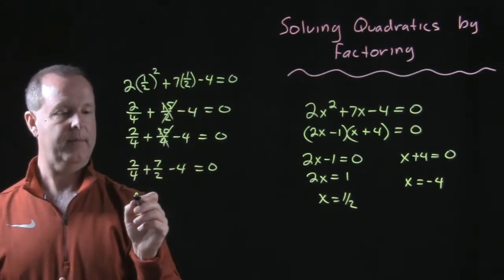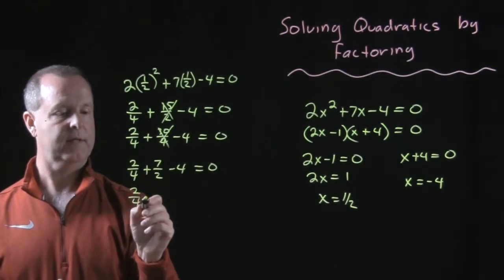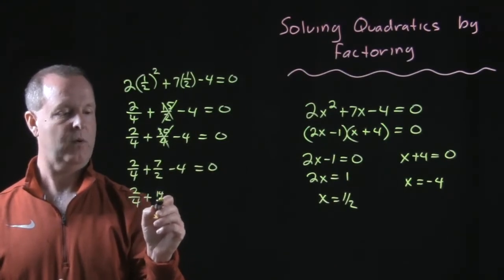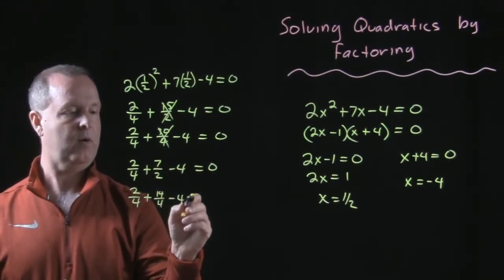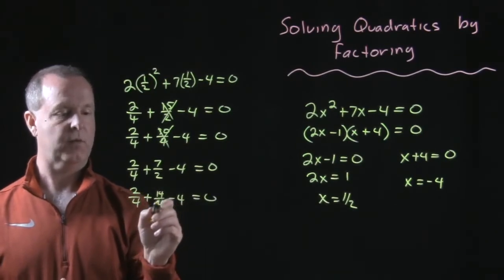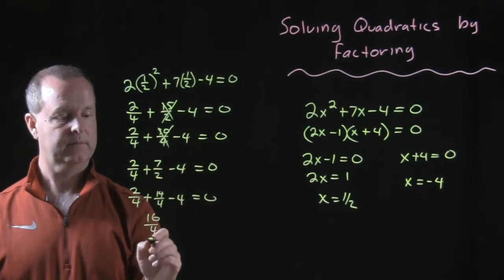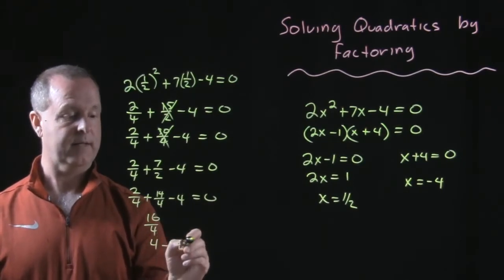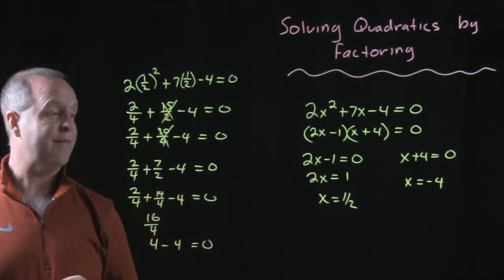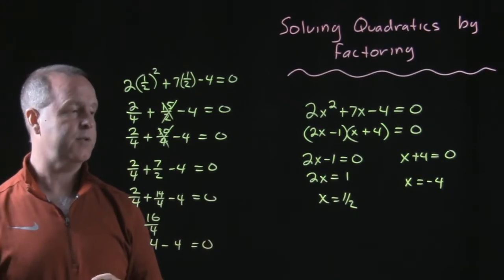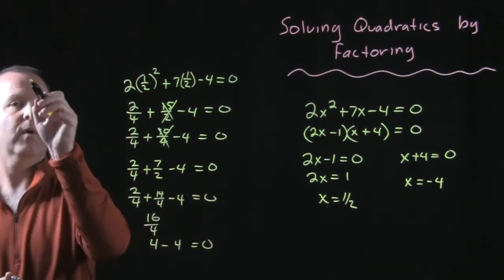Add those by common denominators. So that's 2/4 plus 14/4 minus 4. 2/4 plus 14/4 is 16/4, which is a 4. 4 minus a 4 does equal 0. So 1/2 is a solution. That's a valid solution. And then checking that -4.